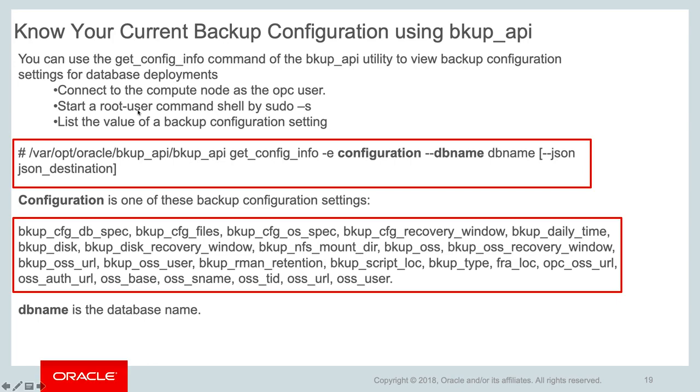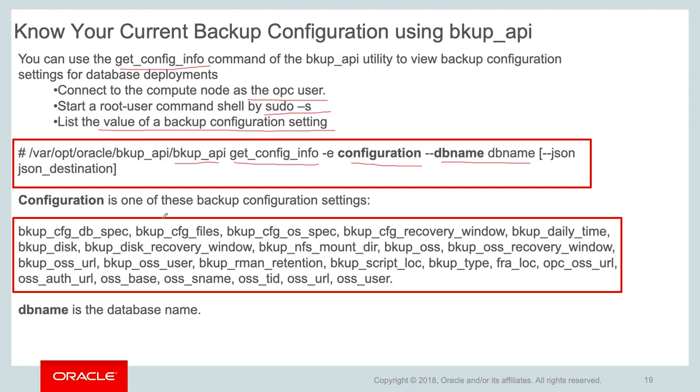So you can always use the get config command here, and the get config info command will get the values from the backup configuration. So what you need to do is log in as OPC user, sudo to root, and then you are able to list the values of a backup configuration setting with this get config info command. Again, same API with get config info -e, and then the configuration and the database name for which you want to know that one. If you have more values, you can also pass a JSON file for getting those configurations in place.